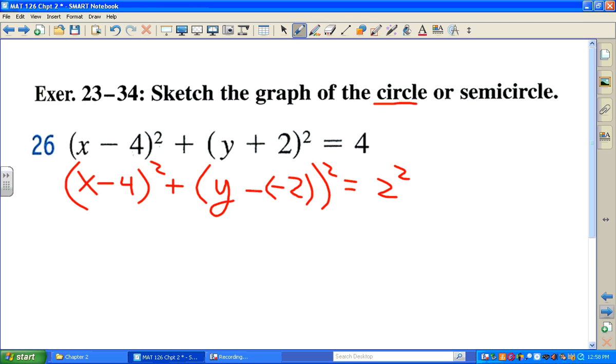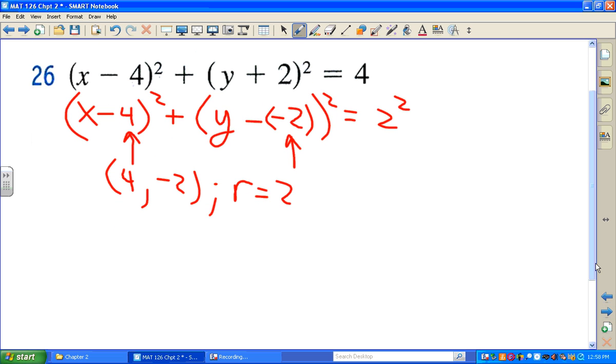So if I rewrite it using the definition, I know the center is at (4, negative 2) with a radius of 2. Okay? Very easily, straightforward. It doesn't get much easier than that. All you have to do is make a sketch of it. Like I said, it's not a semicircle because it doesn't have any radicals in it. Putting these on the graphing calculator is a bit difficult. We don't even really mess with that for right now. So yeah, you just make a sketch.